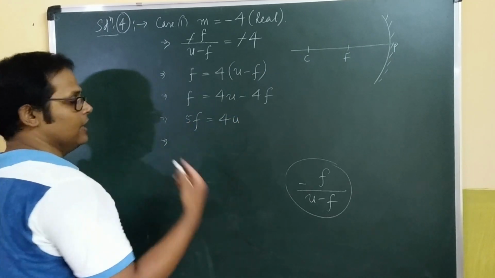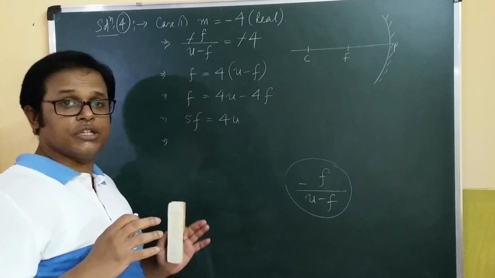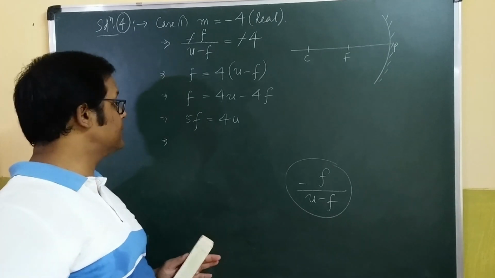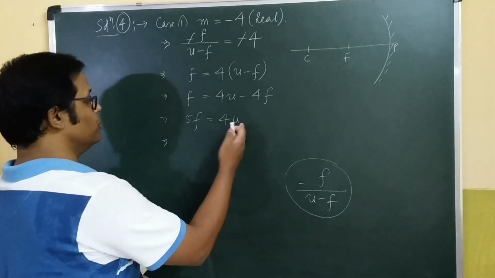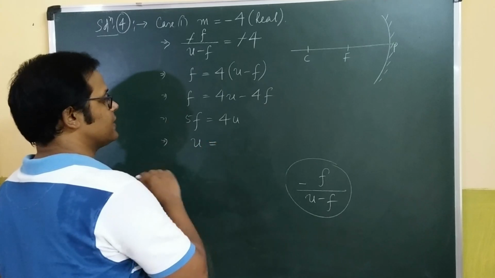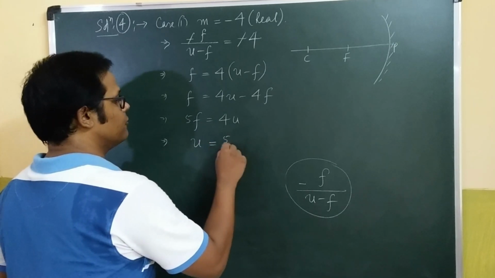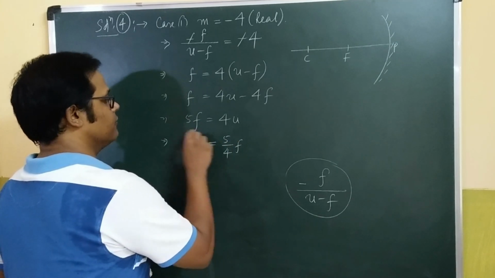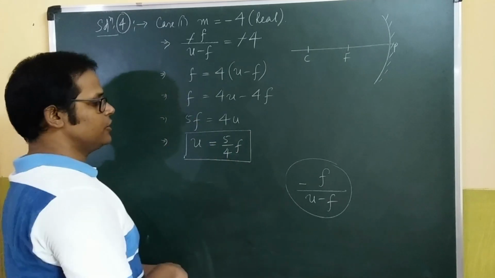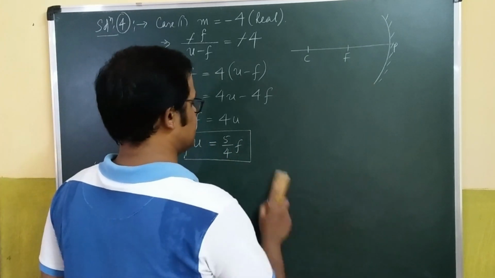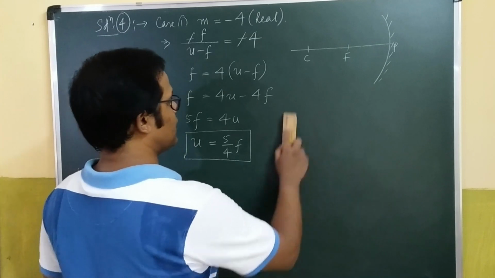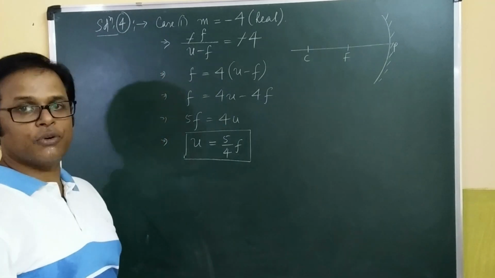So from here, what was the original target in the question? Finding the focal length. So let us find out for u, so that we can substitute in the second case. It becomes 5 by 4 times of f. So this is what we get for the object distance when the image magnification was obtained to be 4 times.